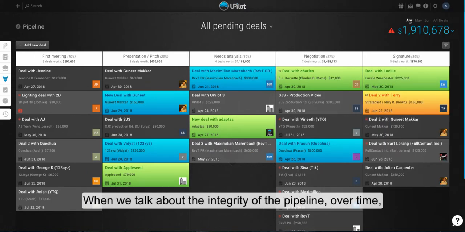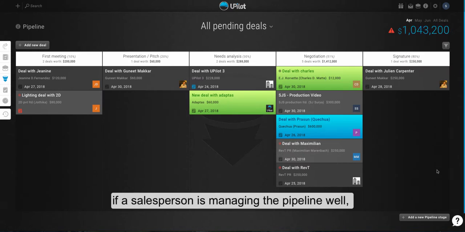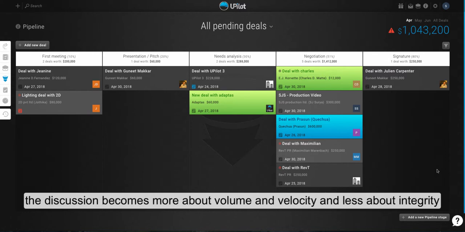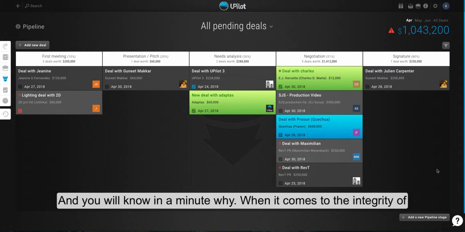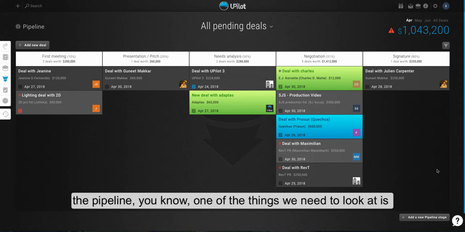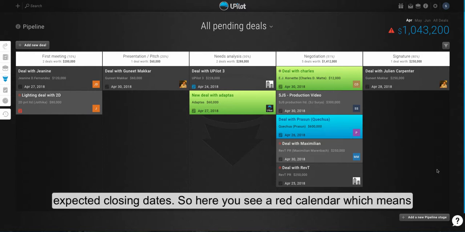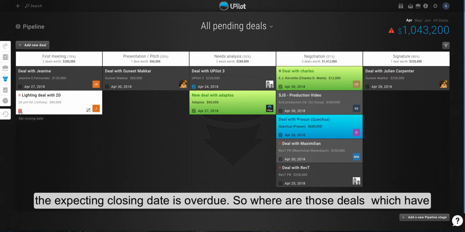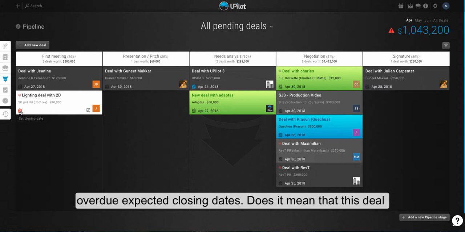When we talk about the integrity of the pipeline over time, if a salesperson is managing the pipeline well, the discussion becomes more about the volume and velocity and less about integrity. And you'll know in a minute why. When it comes to the integrity of the pipeline, one of the things we need to look at is expected closing dates. So here you see a red calendar, which means the expected closing date is overdue. So look for those deals which have overdue expected closing dates.